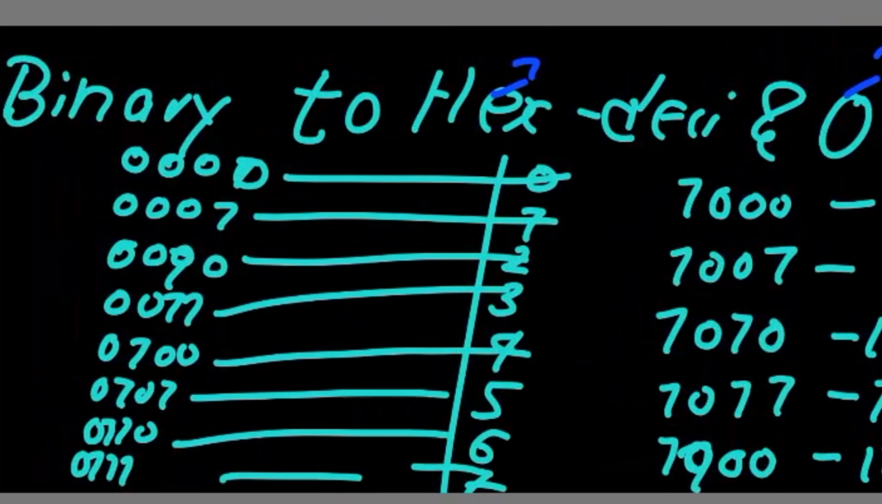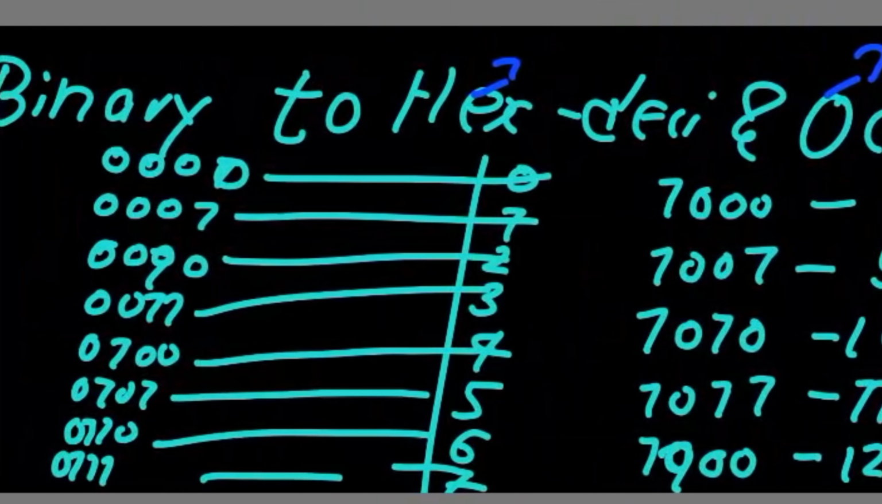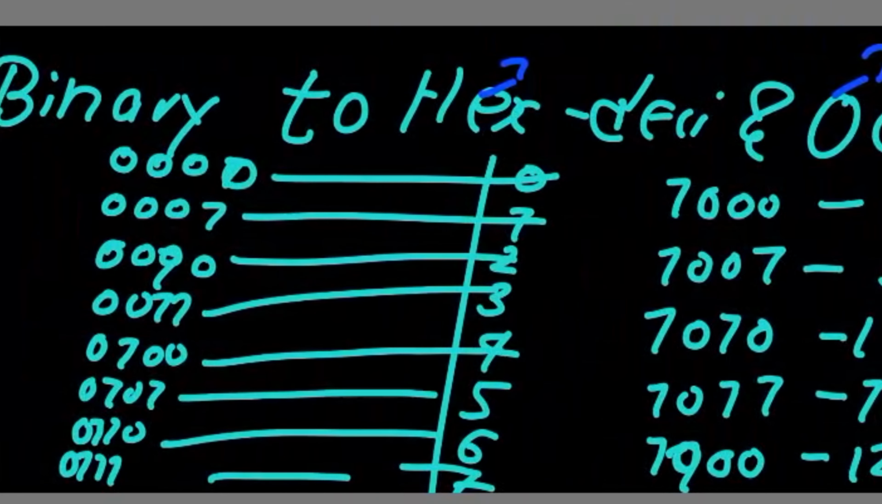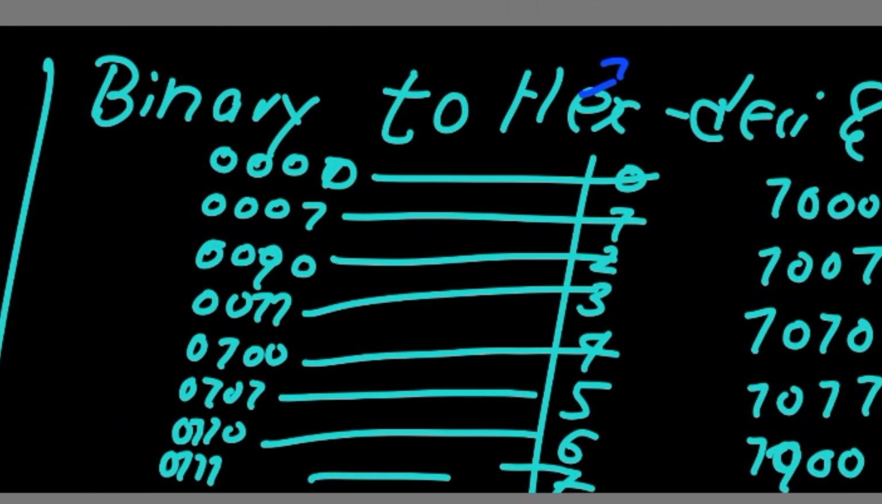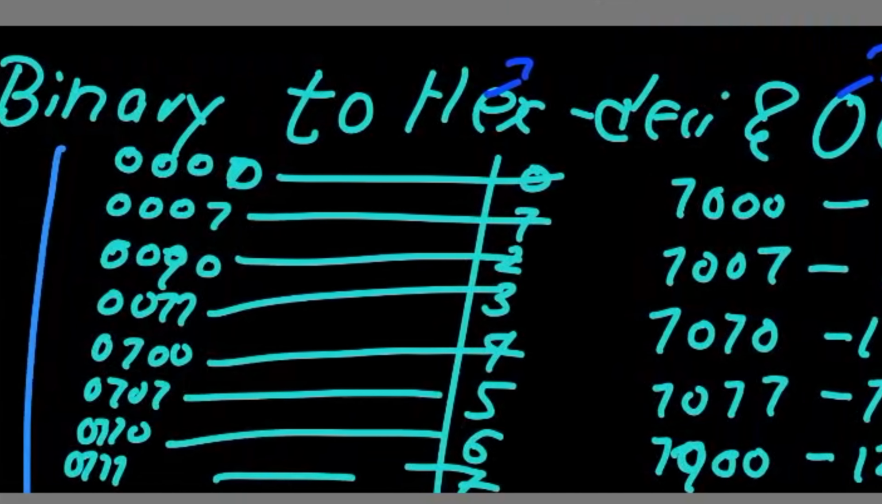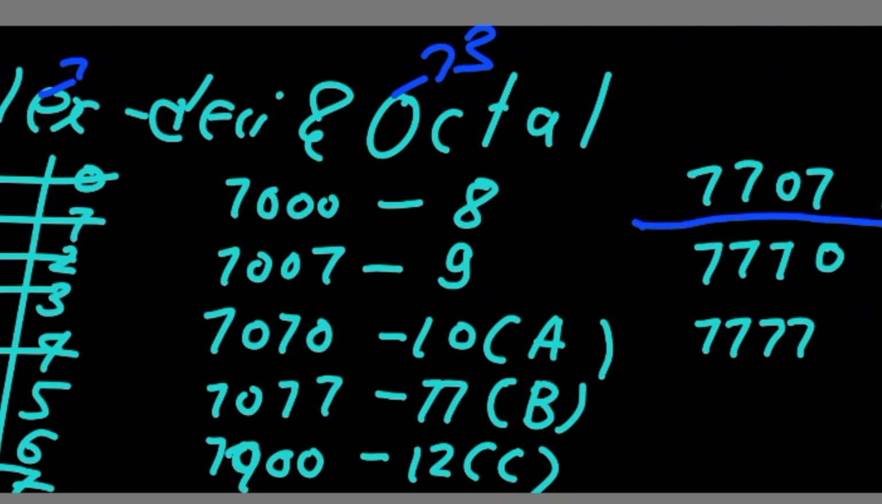As you can see here, I have already drawn the table. You can find the table on Google or elsewhere by searching binary to hexadecimal or octal number system. In the table you can see it goes from 0, 1, 2, 3, 5, 6, 7 and A, B, C, D, E, F.